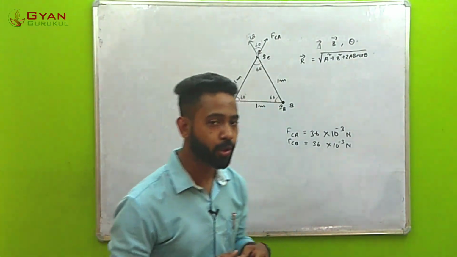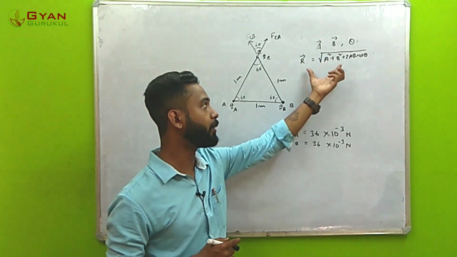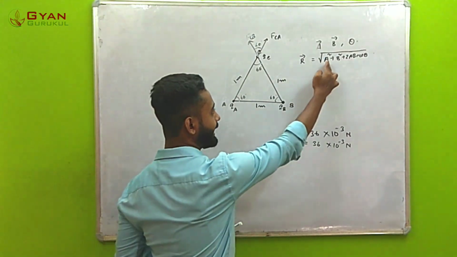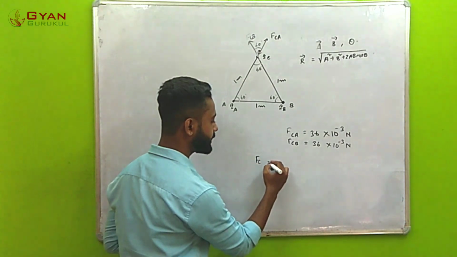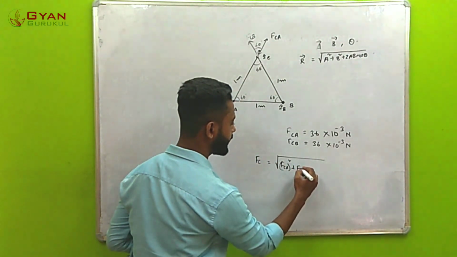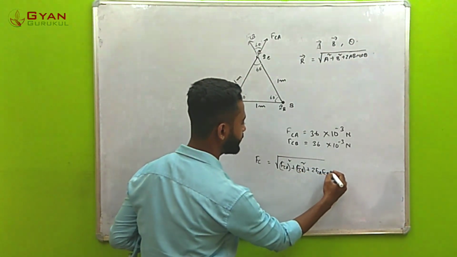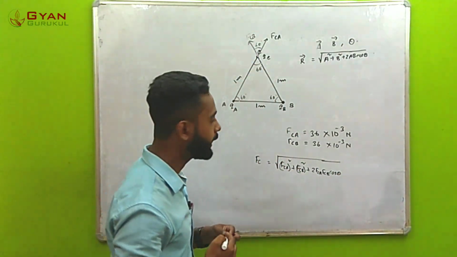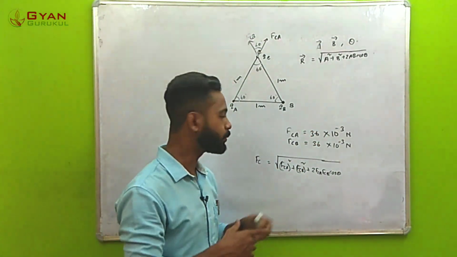In order to find the total force experienced by the charge at C, we'll be going by the resultant formula. Using A and B as FCA and FCB, the total force FC will be given by the square root of FCA squared plus FCB squared plus 2 FCA into FCB into cos of theta, theta being 60 degrees in this case, right? Now we'll substitute the magnitudes and we can get the answer. That is one of the ways, right?